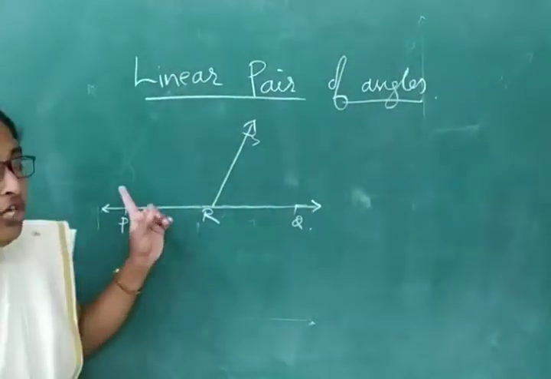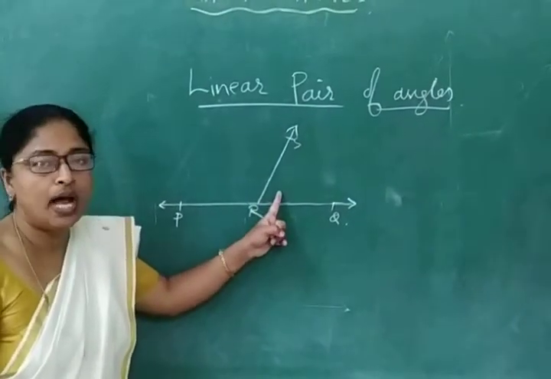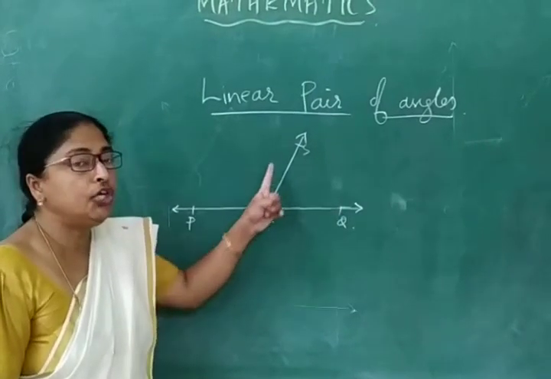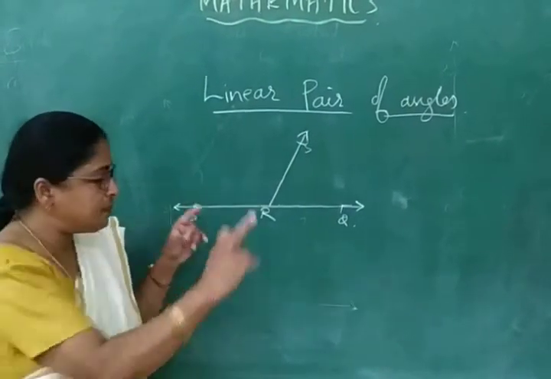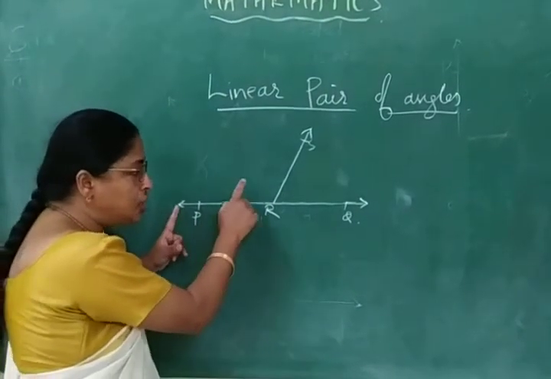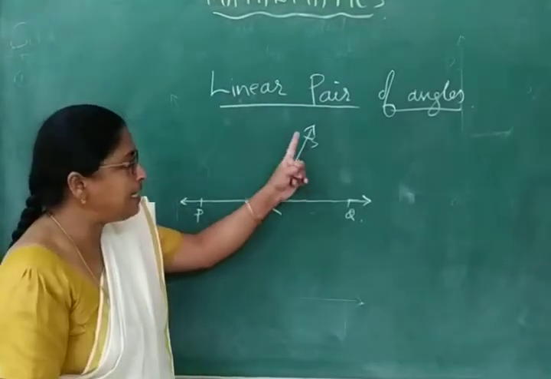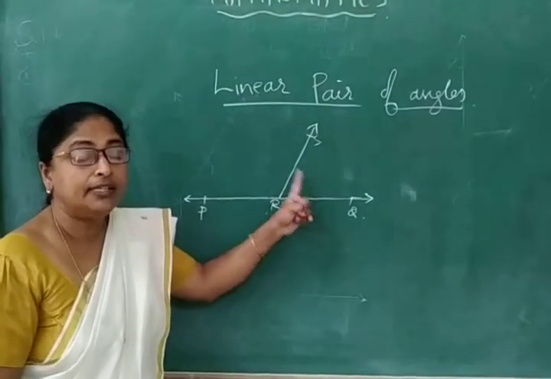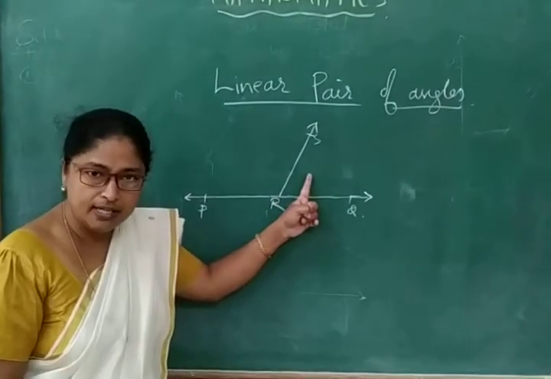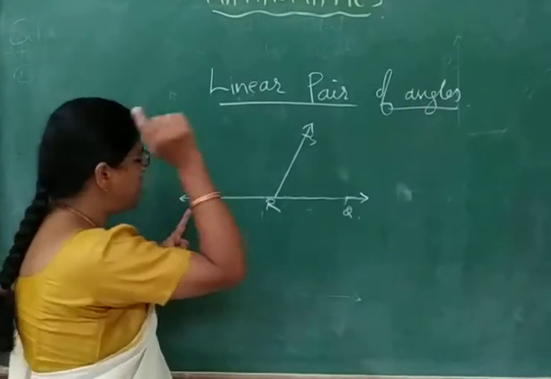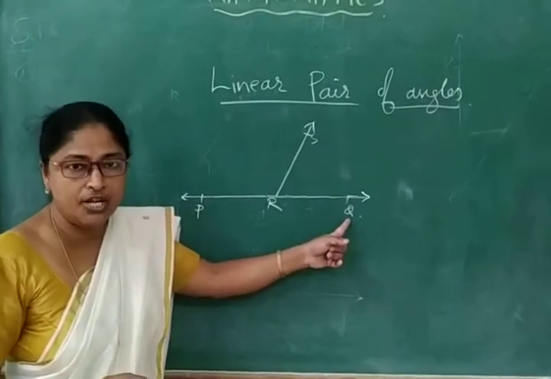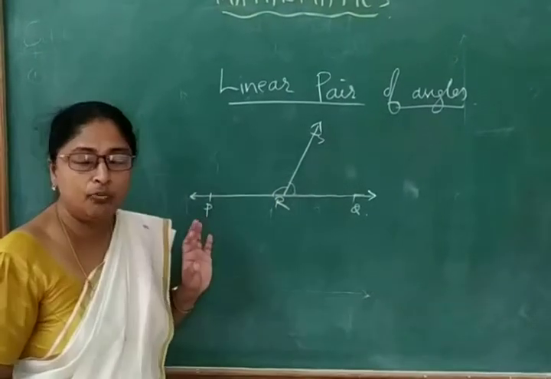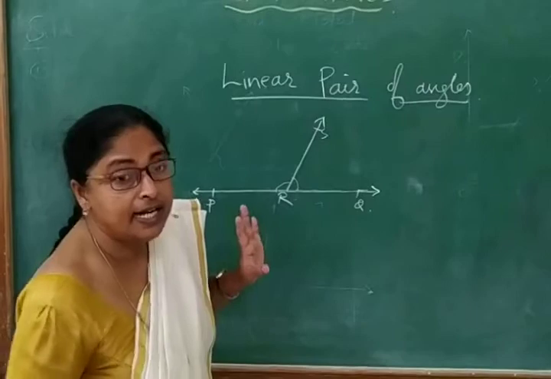So in the figure you are actually getting two angles. One is PRS and the other one is QRS. But the speciality of the two angles is that ray RS is common for both. So what type of angles are they called? They are called adjacent angles. Now, this is a straight line. PQ we have drawn as a straight line. So the sum of the measures of these two angles will be how many degrees? It will be 180 degrees.